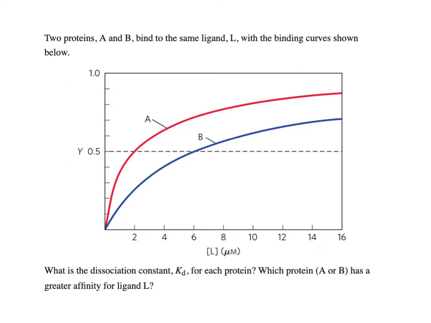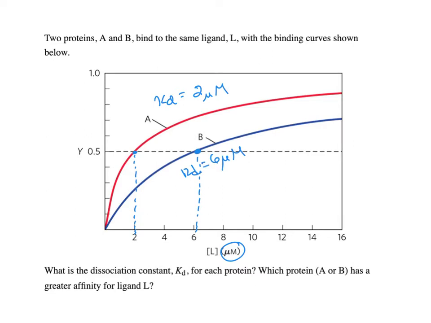So let's look at the curve for A to begin with, and we're going to look at the y equals 0.5 point on the curve, which is right here. And then I'm going to see what that correlates with on the x-axis. So that would be 2 micromolar. So the Kd for protein A is 2 micromolar. I'm going to do the same thing for B. So at B, that curve crosses the 0.5 line right here. And then when I drop down to see what that correlates to on the x-axis, that's about 6 micromolar. So the Kd for protein B is 6 micromolar.